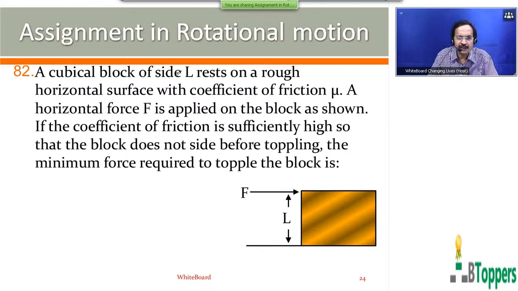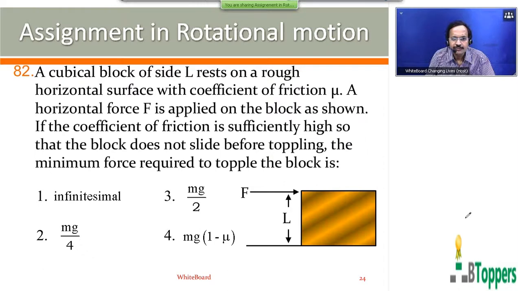A cubical block of side L rests on a rough horizontal surface with coefficient of friction mu. A horizontal force F is applied on the block as shown. The coefficient of friction is sufficiently high so that the block does not slide before toppling. The minimum force required to topple the block is. Come on, take a pause and try this question.